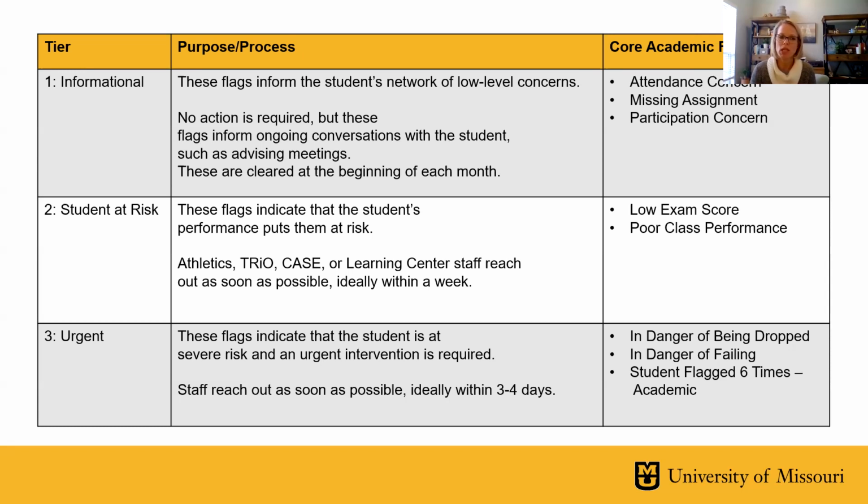Then the third tier we consider urgent, and that includes in danger of being dropped, in danger of failing, and the student flagged 6 times academic. I will say this: when the student flagged 6 times flag is raised, there's not an email that goes to the student with that one, but there is for all of the other flags listed here. These flags are addressed typically by academic advisors in the academic units, ideally within 3 to 4 days. That definitely varies depending on the time of the semester, but they indicate that there's an urgent intervention or there's definitely something to be concerned about with the student as it relates to their progress in the course.